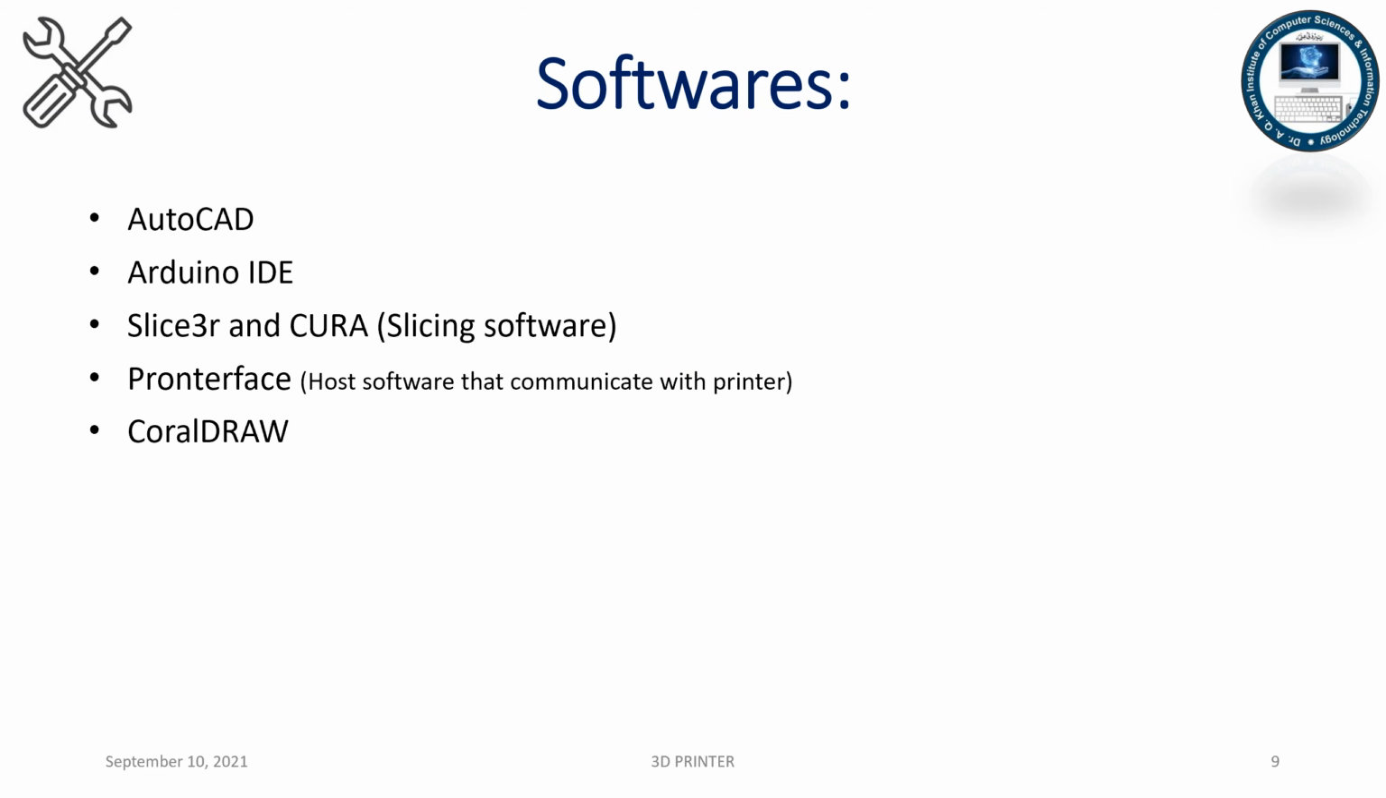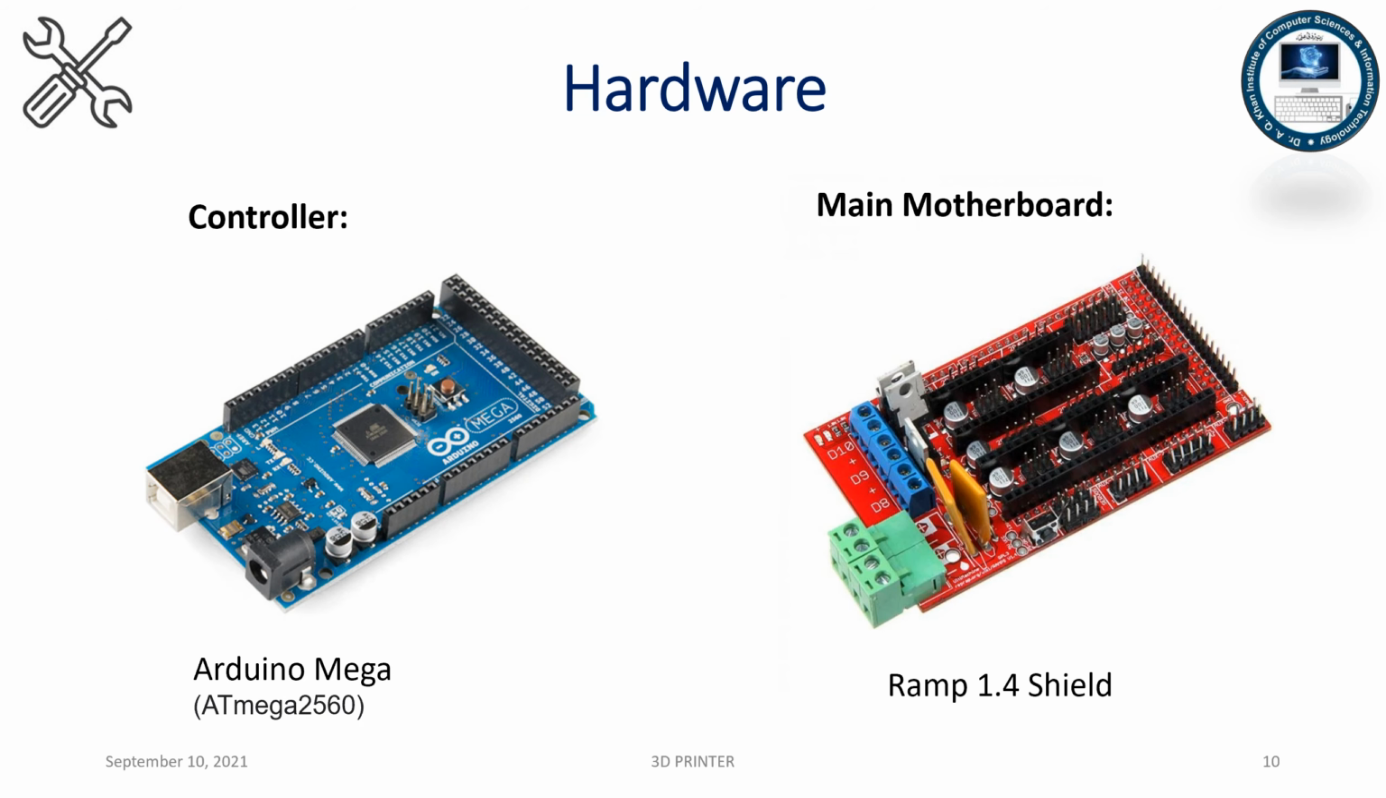Software that we used in our project: AutoCAD to design 3D objects, Arduino IDE, Slic3r and Cura slicing software, Pronterface host software that communicates with the printer, and CorelDRAW to design our acrylic sheet. Main controller is Arduino Mega and main motherboard is RAMPS 1.4 Shield. RAMPS 1.4 Shield provides an interface between all electronic components of the printer and the controller.